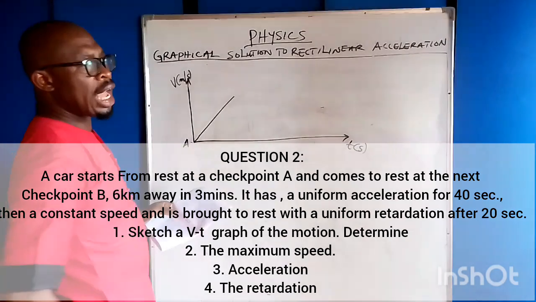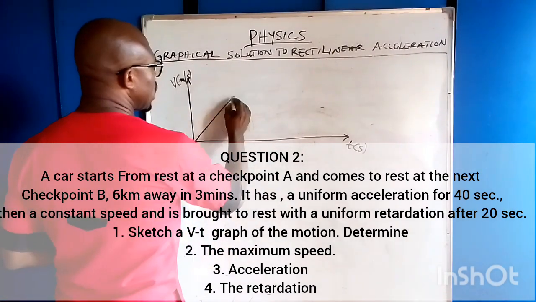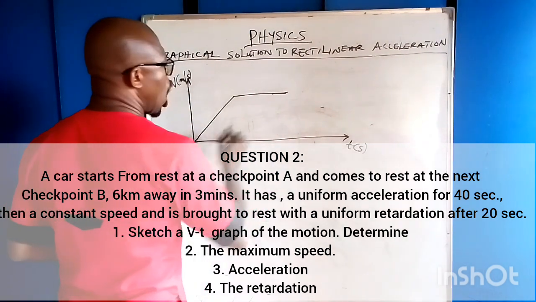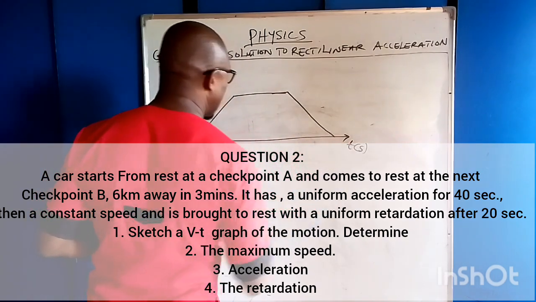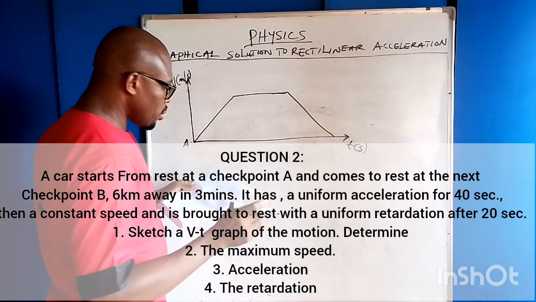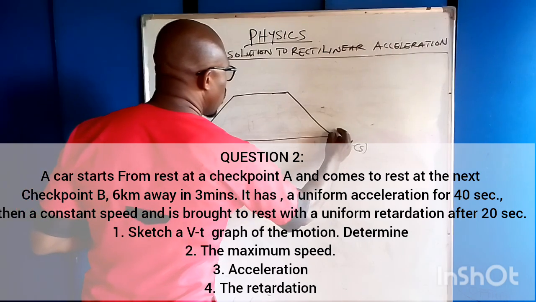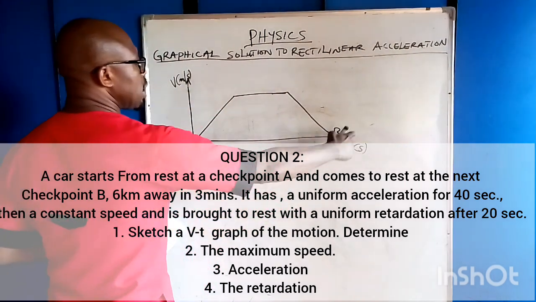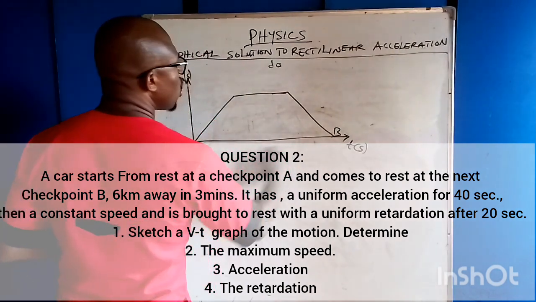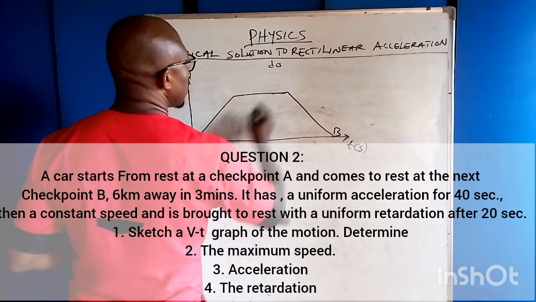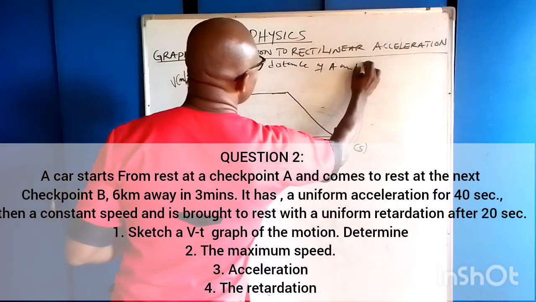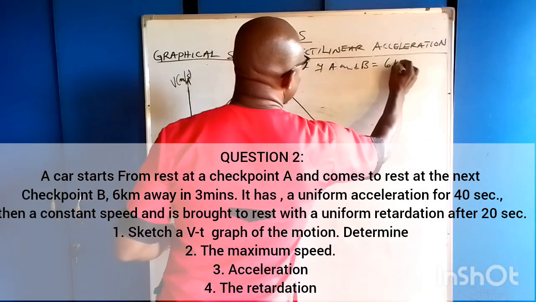Remember, they say initially it has acceleration up to a point, it stopped and then maintained a constant acceleration. On getting to a particular point, it applied its brakes. Remember, from the question, they say that this is checkpoint B. The distance between point A and point B is 6 kilometers. So the distance of A and B is 6 kilometers.